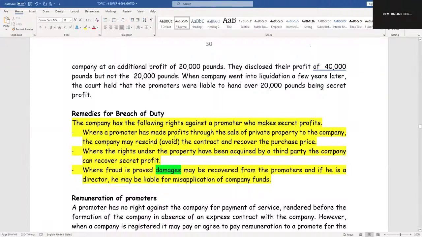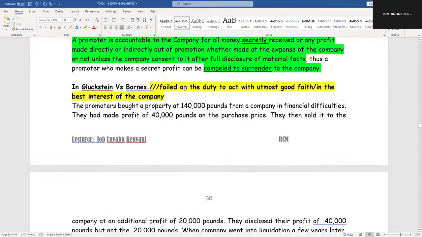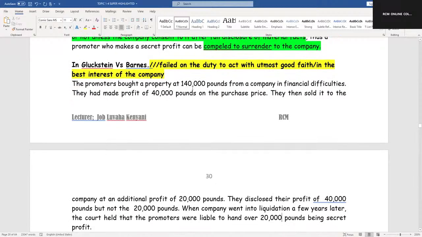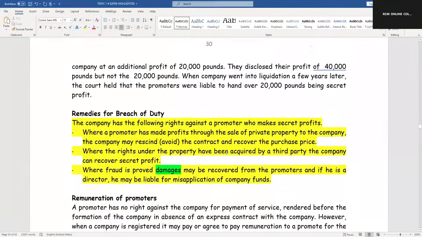Number one, they can recover the secret profits that were made by the promoter on the formation of the company. For example, this 20,000 can be recovered. Alternatively, if the asset is still in the existence of the company, they can recover the initial purchase price, which I think is 140,000 pounds. They can give the asset back to the promoter and tell him, bring the 140,000 pounds.